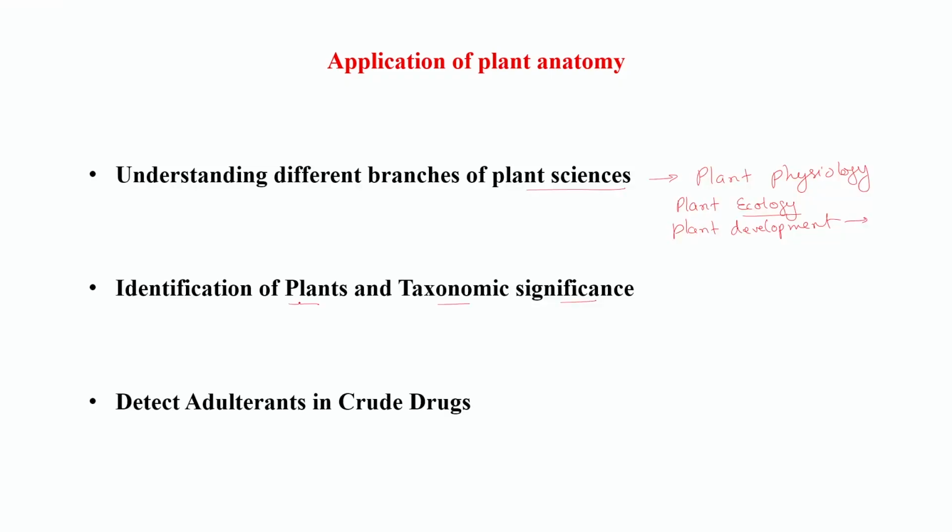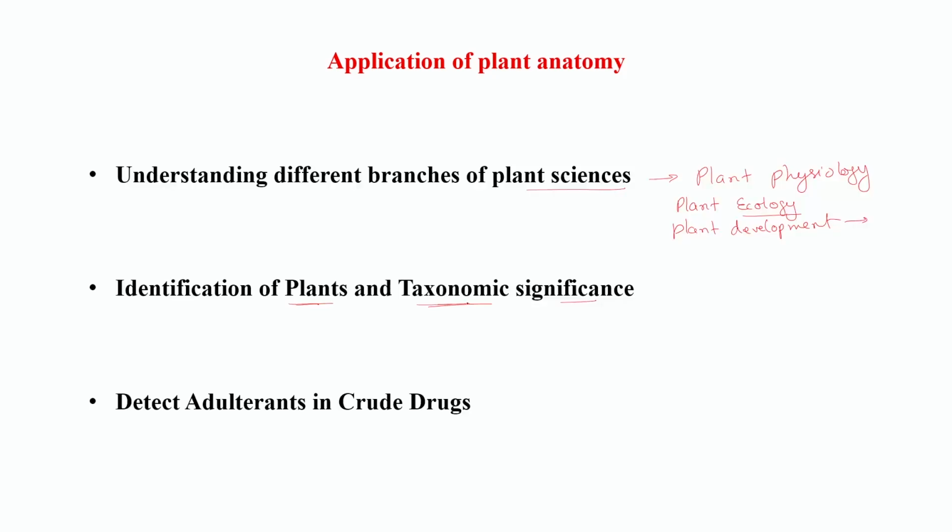And the second thing is that when a plant is identified, suppose you find a plant and you don't know what that plant is and in which group it falls. So you will study that plant, analyze it, and try to classify it. That is taxonomy. You can classify plants also based on their anatomy.